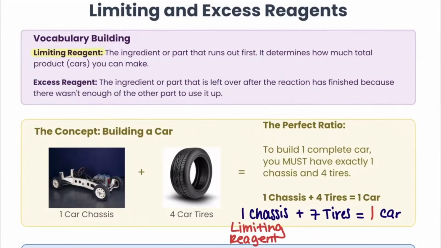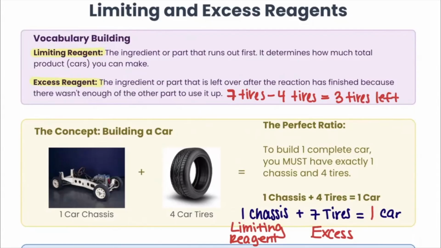The tires are the excess reagent. You have more of them than you actually need. Specifically, since you started with 7 tires and you only need 4, you only have 3 tires that are left over. They're in excess. And so, guys, in chemistry, the limiting reagent determines the theoretical amount of product that can be formed.